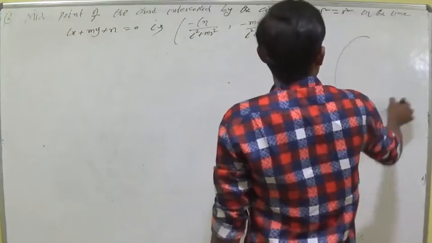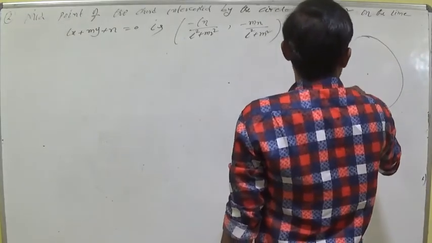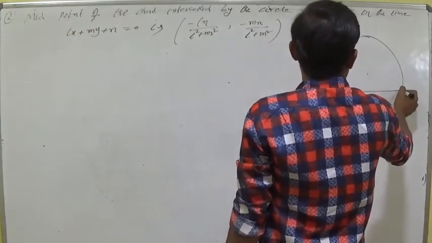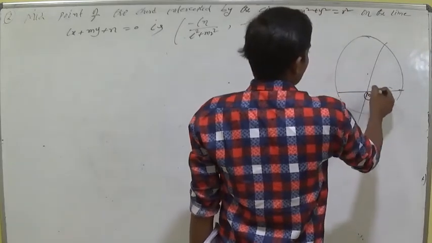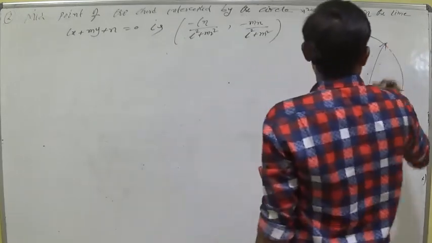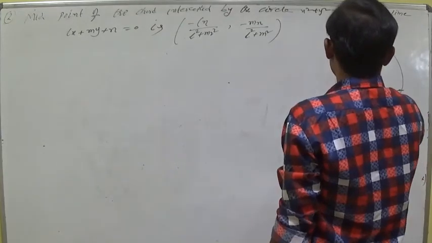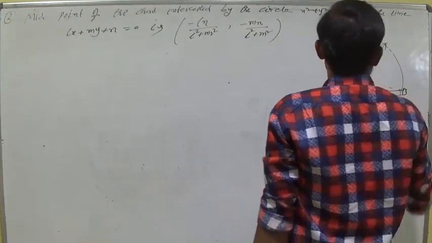That means suppose there is a circle, suppose a chord, and suppose a line intercepted the midpoint. Suppose M is the midpoint of a chord AB. C is the center of the circle.